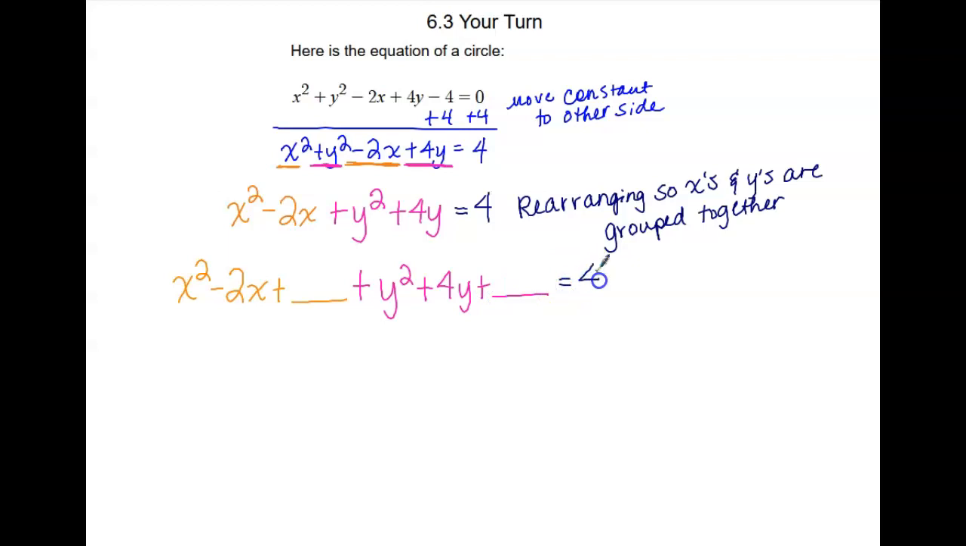is equal to 4. Now, remember what we talked about earlier. The big rule with equations is that whatever you do to one side, you have to do the exact same thing to the other. So whatever I add here, I also have to add over here. And whatever I add here, I also have to add here. Okay? So all I'm doing in this step is I'm just making space to complete the square.